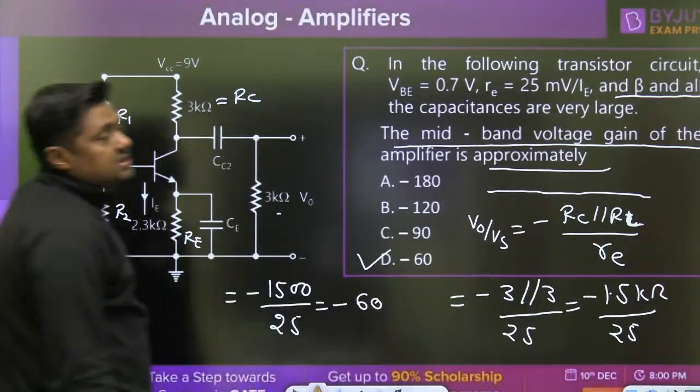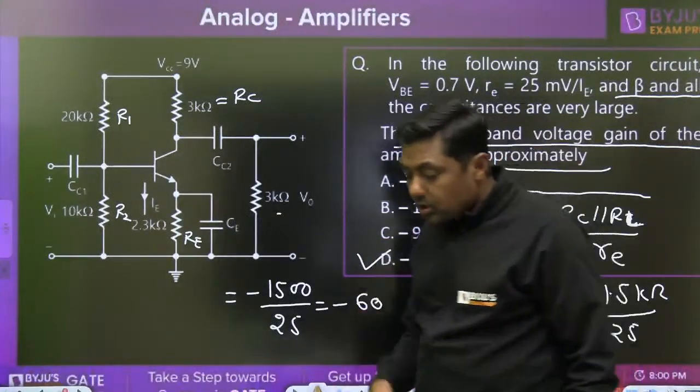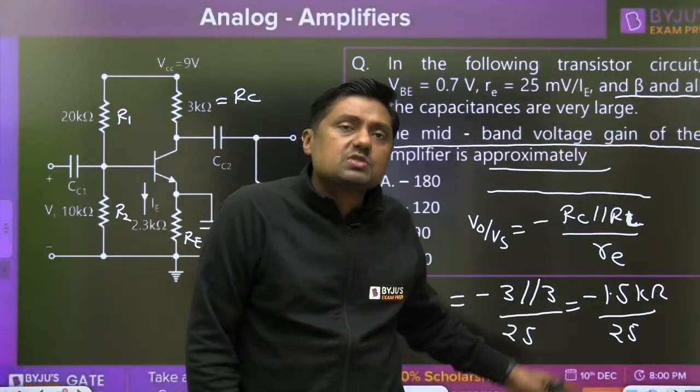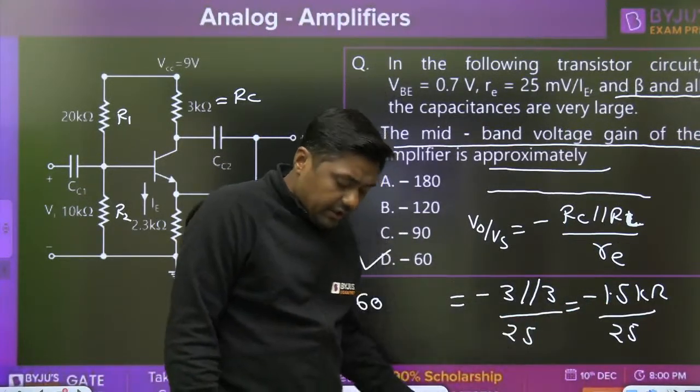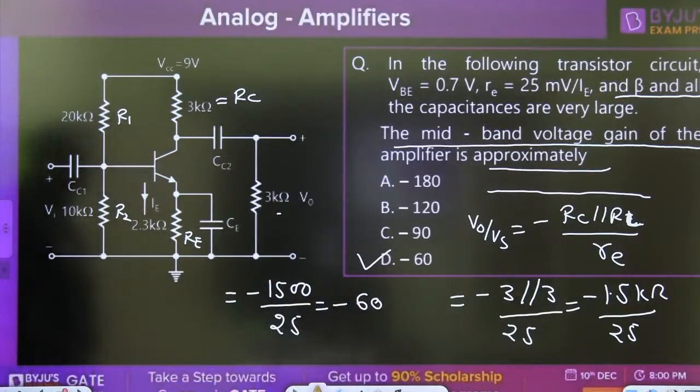Minus 60 is the answer. Is there any use to draw the small signal model? No need to draw the small signal model. Directly get the formula, get the current, and you can give the answer for this particular question. Minus 60, 180 degree phase shift.